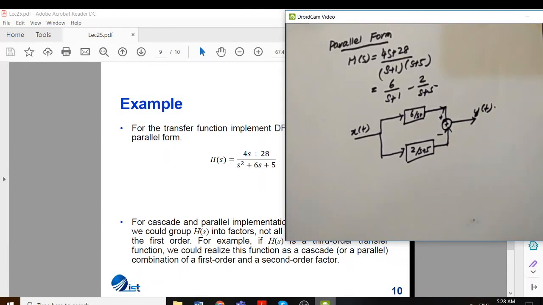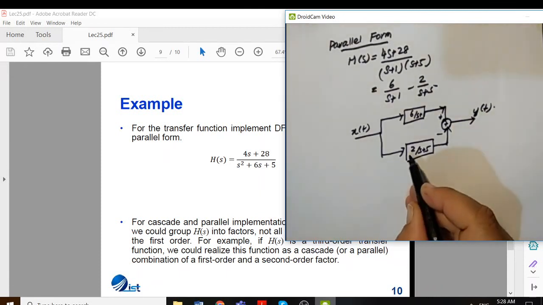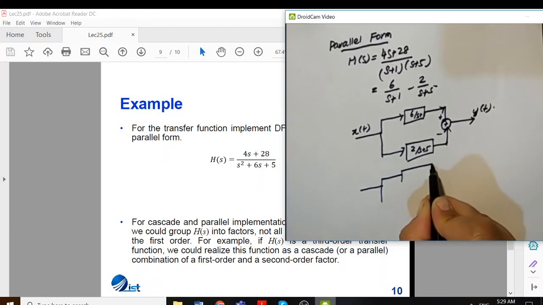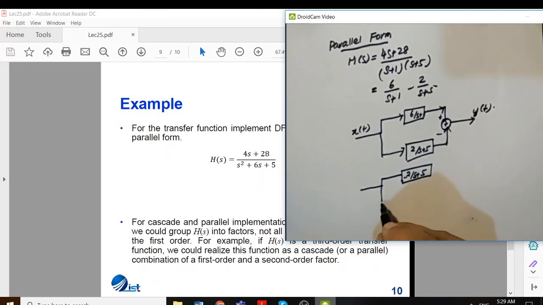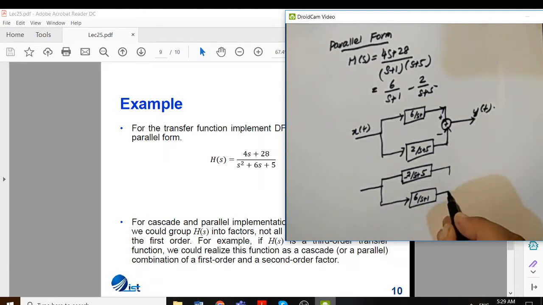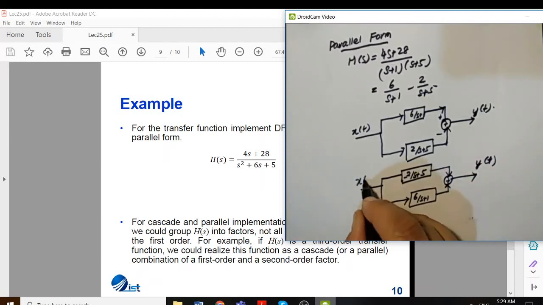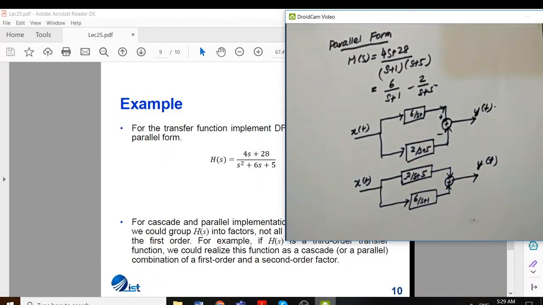Now say you ask me, what if I put a negative over here? So I want to draw a parallel system like this. This time I'm using this block in the upper branch and this block in the lower branch, and I'm using a simple summer, not two different operations here. So this is our transfer function, and this is the second type of parallel form you can draw from the same transfer function.